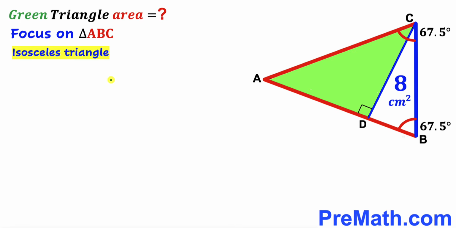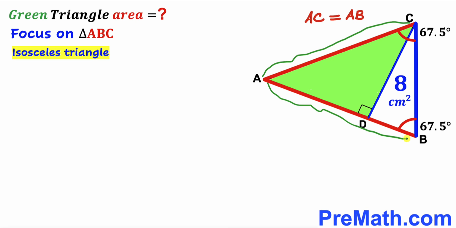ABC. And we can see that this is an isosceles triangle, since this angle is 67.5 degrees and likewise this angle is 67.5 degrees as well. And since these two angles are congruent, we conclude that this side AC must be equal to this side AB, as you can see in this equation.